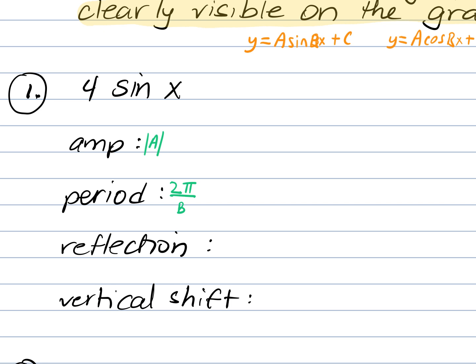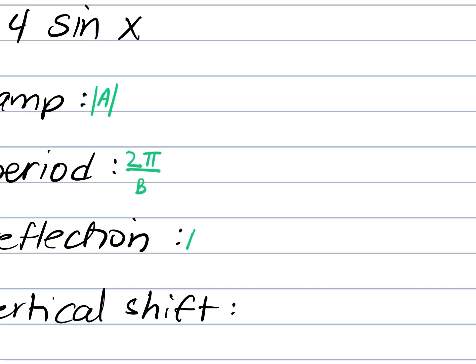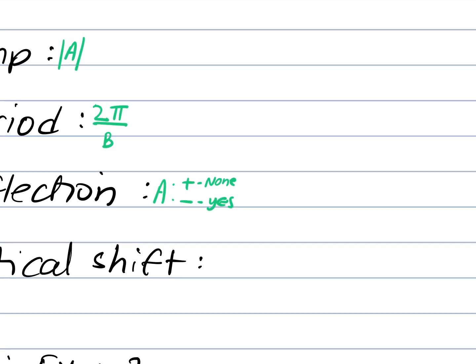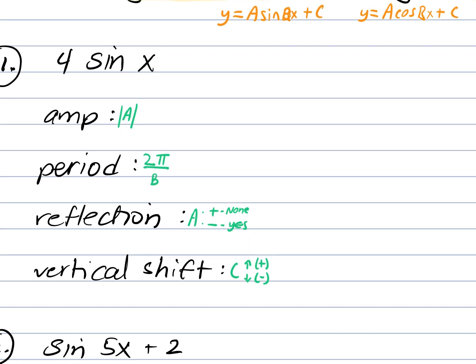All right, now reflection depends on a. So if a is positive, you're not going to have a reflection. If a is negative, then you are going to have a reflection. All right, now vertical shift is only going to depend on c. Right, it's going to go up or down c units. So up c units or down c units, depending on if it's positive or negative. All right, so maybe I could make a note of that. So up if c is positive, down if c is negative.